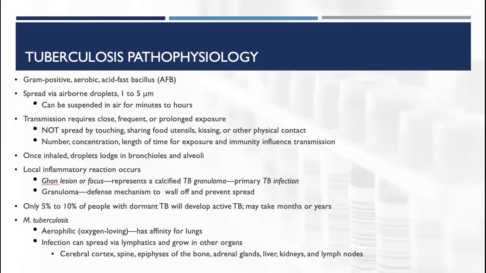Now, M. tuberculosis is aerophilic, meaning it loves oxygen, and that's why it has that affinity for the lungs. Infection can spread via the lymphatics and grow into other organs such as the cerebral cortex, the spine, the epiphyses of the bone, the adrenal glands, liver, kidneys, and lymph nodes.